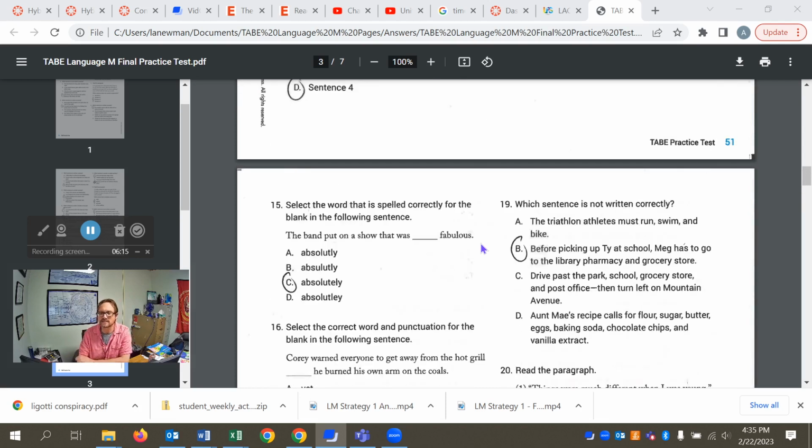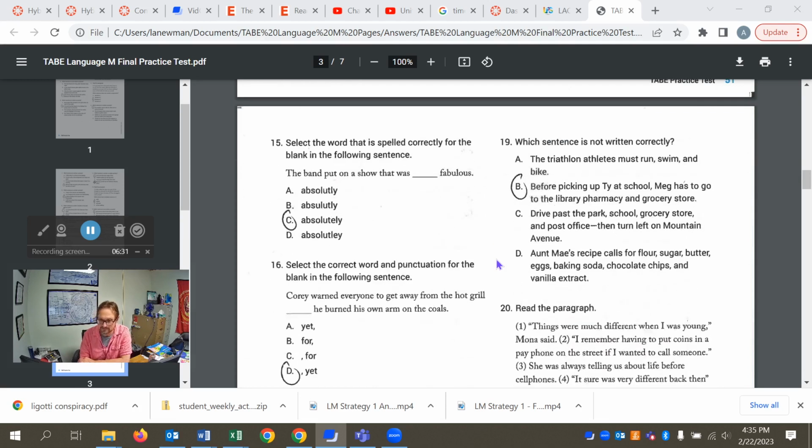Okay, 19, which sentence is not written correctly? It's B. Before picking up Ty at school, Meg has to go to the library, pharmacy, and grocery store. Will go, or will have to go.